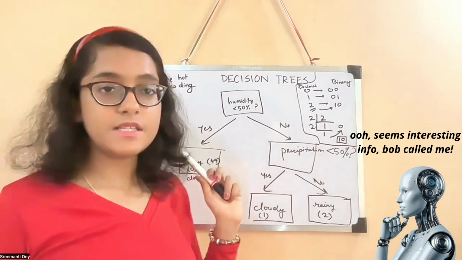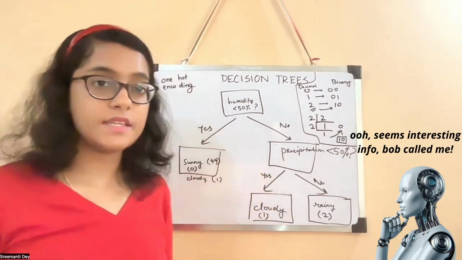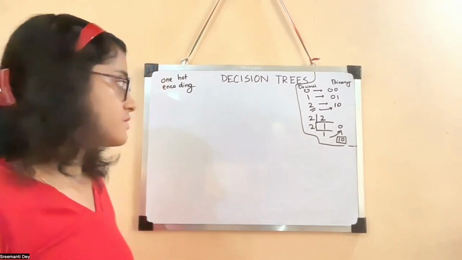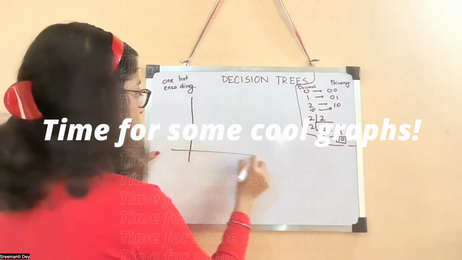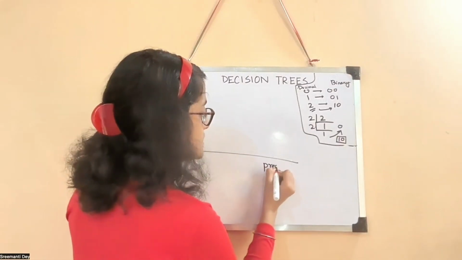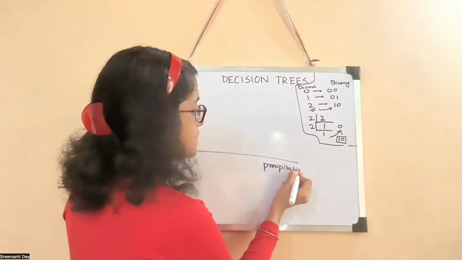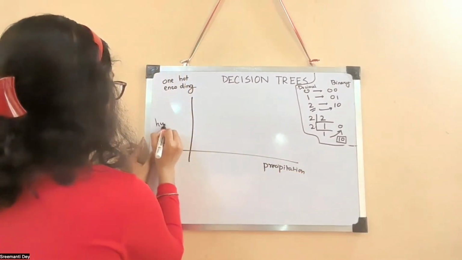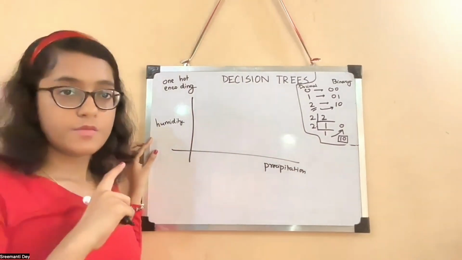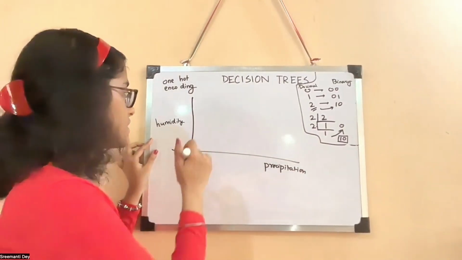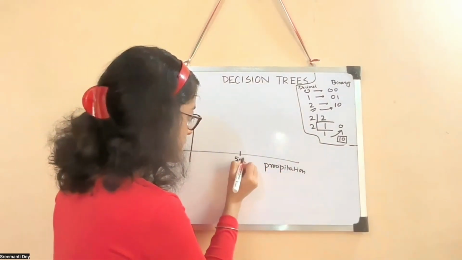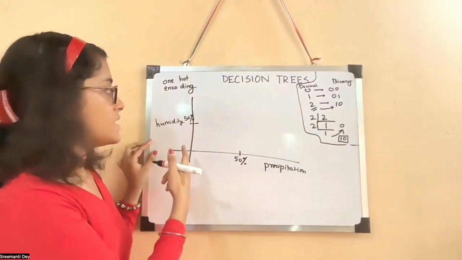So now that we have this, let's try to draw a graph to understand this even better. Cool. We have only two features, so we can use a 2D graph here. Let's say this is precipitation and this is humidity. We have the first one, if you remember, humidity less than 50%. So this one is 50% for humidity. This one is 50% for precipitation.